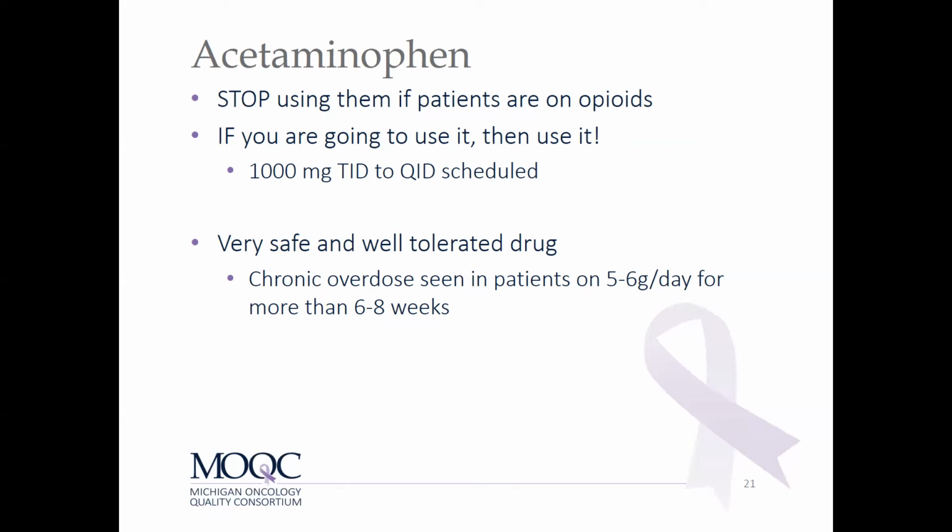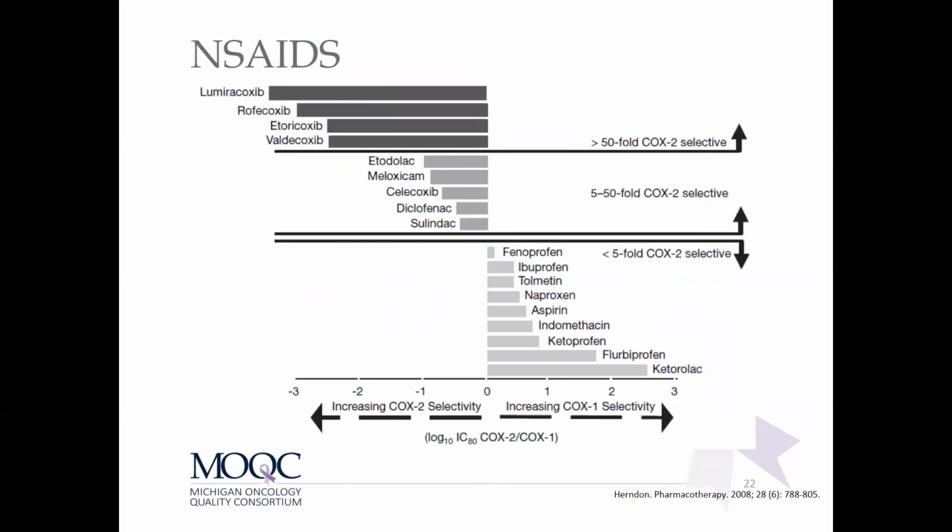But remember, it's a very safe and very well tolerated drug. You don't really have to be concerned with overdose. Chronic overdose is really only seen in patients that are using 5 to 6 grams a day for more than 6 to 8 weeks. And acute overdose, you're looking at like 20 grams of Tylenol. But if you're going to use Tylenol, you're probably better using it without a combination product. That way you can monitor how much Tylenol patients are actually using.